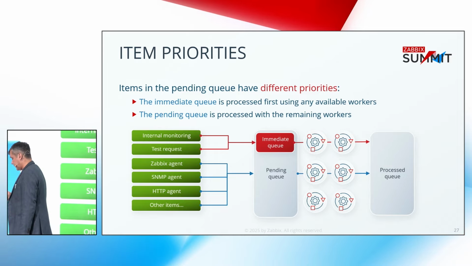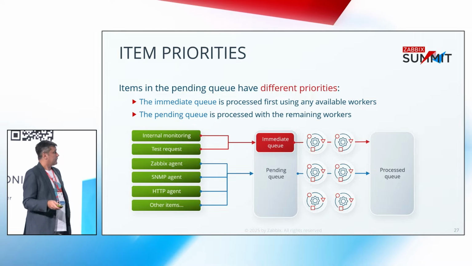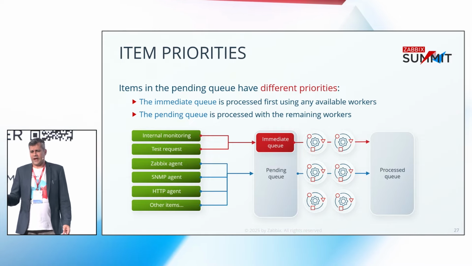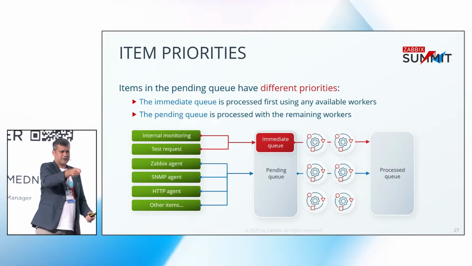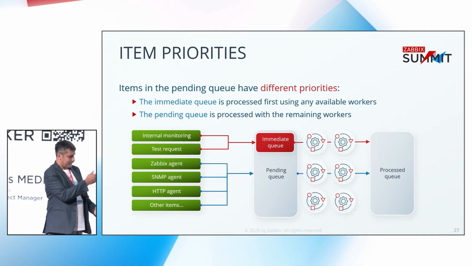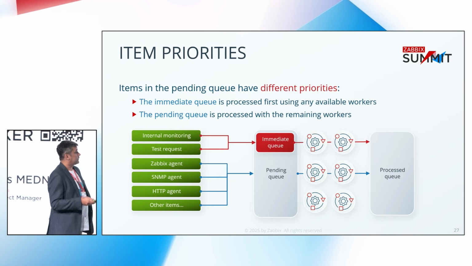So internal monitoring has high priority. You are always seeing the current state. And tests. Okay, you are humans. You don't want to wait, right? You press the test button, and you want to get back the result immediately. You don't want to wait in the queue. So test requests also go quite fast.